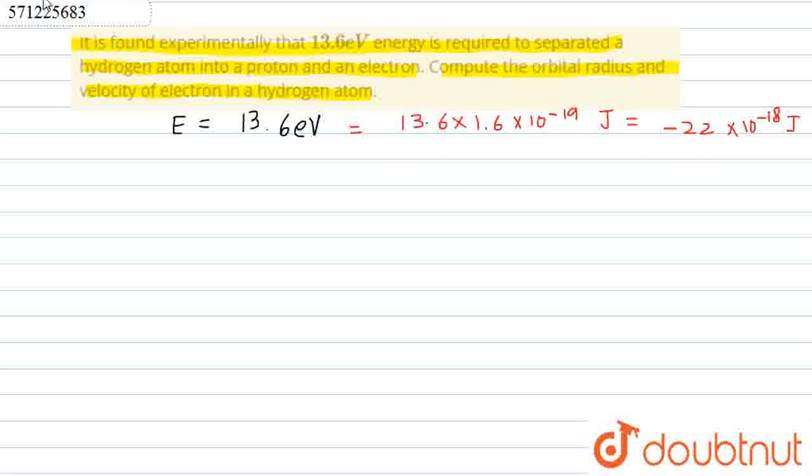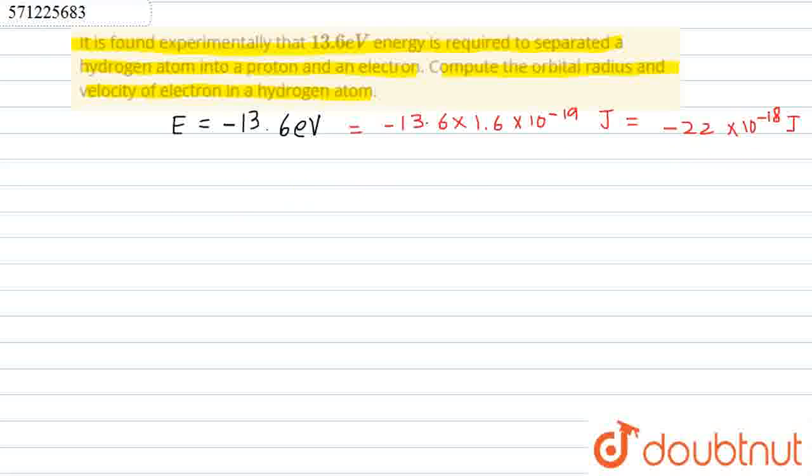So it will be in minus because the hydrogen atom is deficient of this much of energy, and if we give this much of energy, the proton and electron will be separated. So it is in deficiency, so that is why we put minus sign over here. In the question it is written that this amount of energy is needed to separate electron and proton. So that means the energy presently in the hydrogen atom is in deficiency, and that is why we put minus sign over here. So it comes out to be minus 22 into 10 to the power minus 18 joule.